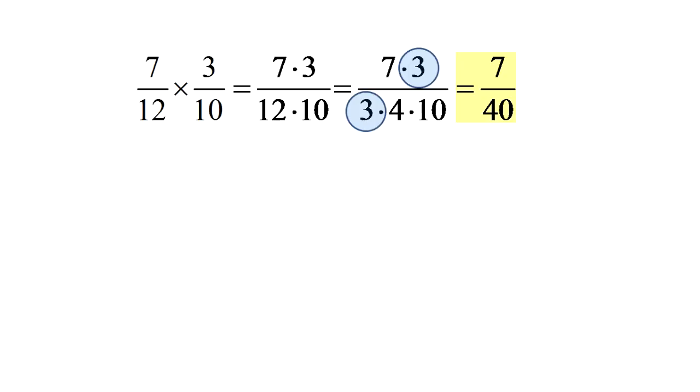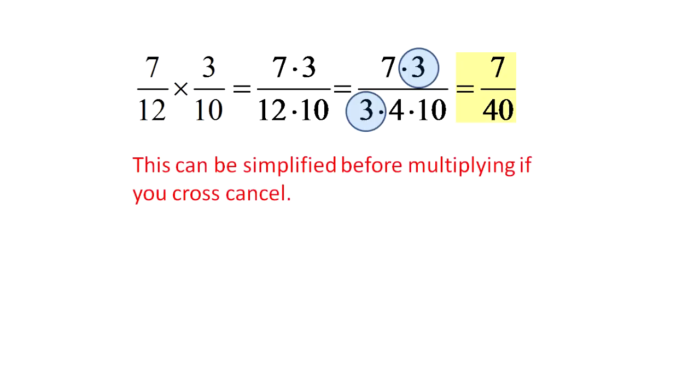But why do I have to wait till the end to do that? If I cross cancel, I can take care of that factor of 3 before I get to the end of the problem. So again, 7 over 12 times 3 over 10. I look across. Now 7 and 10, they're across from each other. They don't share any factors. But 3 and 12 do. They share a factor of 3.